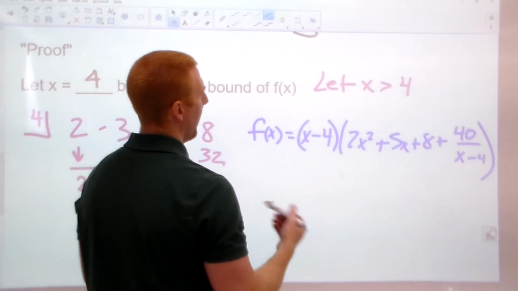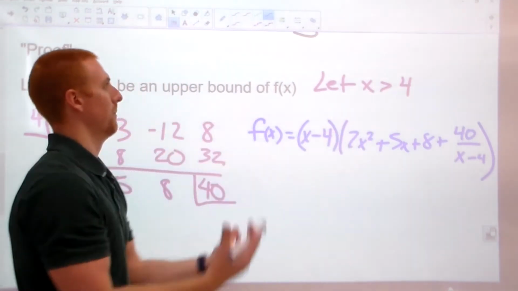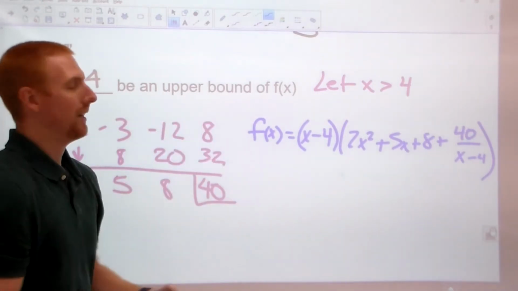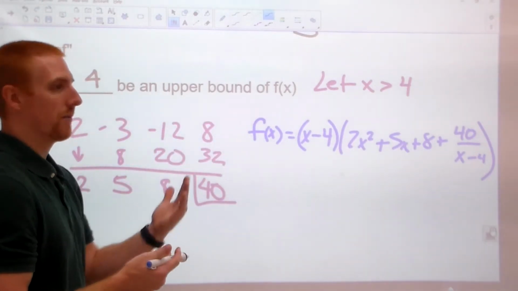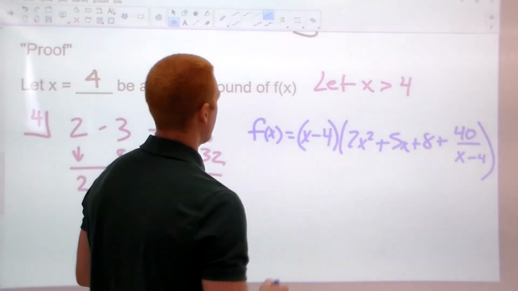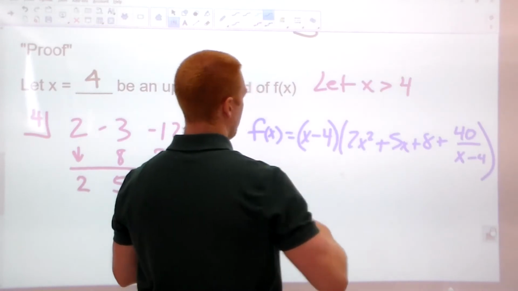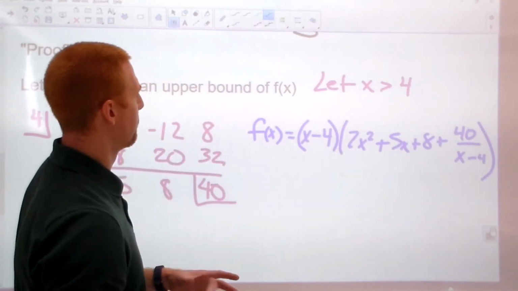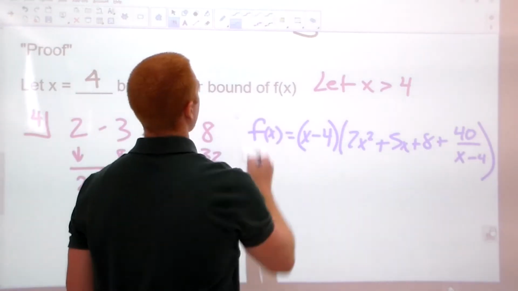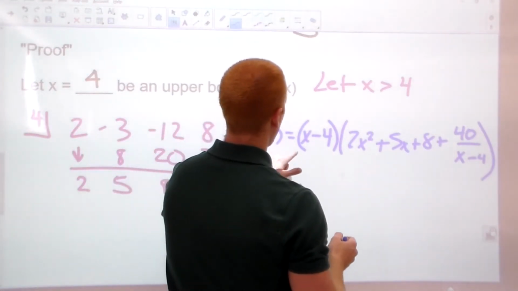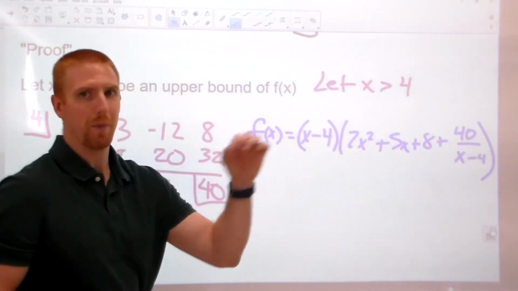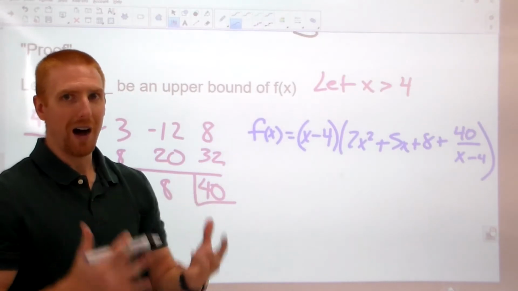So let's think about what happens if x is anything bigger than 4. Because if 4 is an upper bound, anything past that is never going to come back down across the x-axis. That's the point. So let's prove that that's going to happen. At this point, I'm just going to pay attention to signs. That's the main thing. So think about the signs you're going to see. If x is anything bigger than 4, well, x minus 4 is positive.